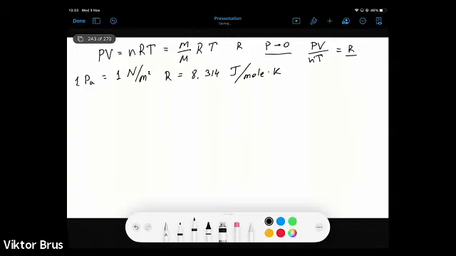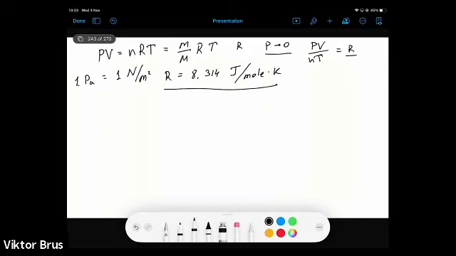So another thing which you should consider is the physical meaning of this universal gas constant. Its physical meaning is the work done by 1 mole of ideal gas while expanding under heating by 1 Kelvin at constant pressure. So that is the definition of the physical meaning of this universal gas constant.